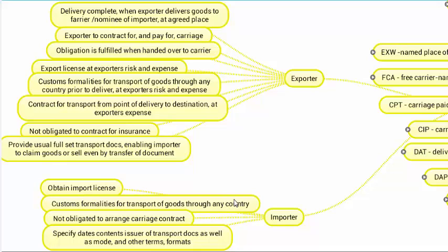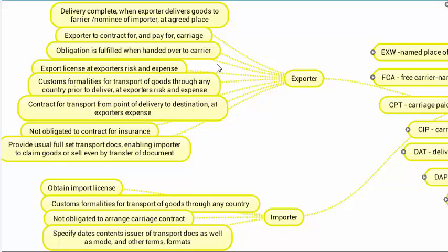Transport of goods through any country means, suppose the transport is by road or rail and it is passing through multiple countries. Each country may ask, this goods is being imported, what is this? When the goods enter the country, related formalities to allow the goods to be imported and pass through or transport through that country, importer has to take care.